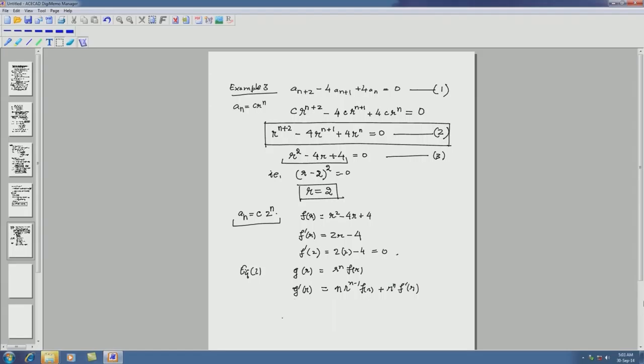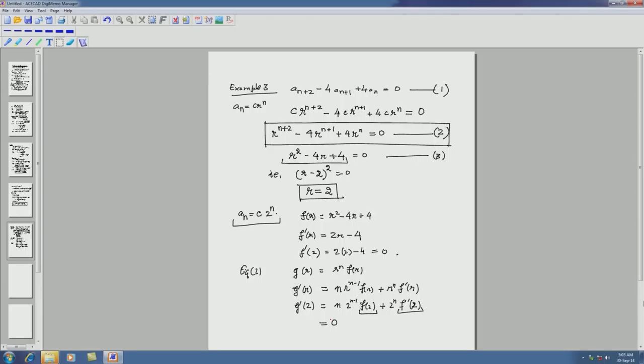Now, if we put 2 instead of r, then we have n into 2 to the power n minus 1 into f(2) plus 2 to the power n into f'(2). Now, we know that f(2) is 0, we have already proved that, and we have also seen that f'(2) is equal to 0. Therefore, this is equal to 0.